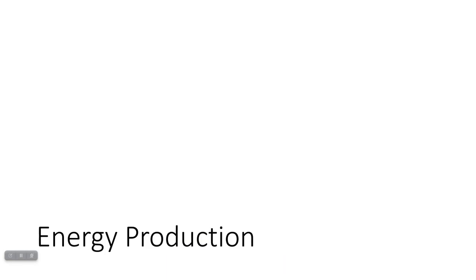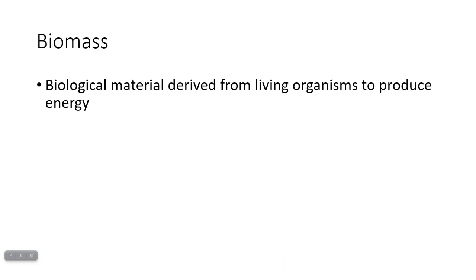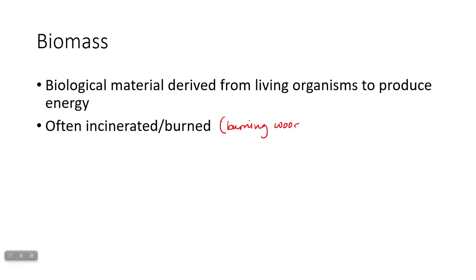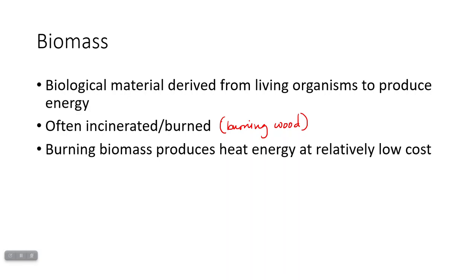So, before we can talk about how we produce energy from biomass, let's remember what biomass is. There's a slightly different definition for biomass here than in our ecology unit, where biomass is the dry mass of an organism. Here, we're saying it's some biological material derived from living organisms that we use to produce energy. An example is burning wood, because wood is a biological material that comes from living organisms, trees, and it is being used to produce energy.